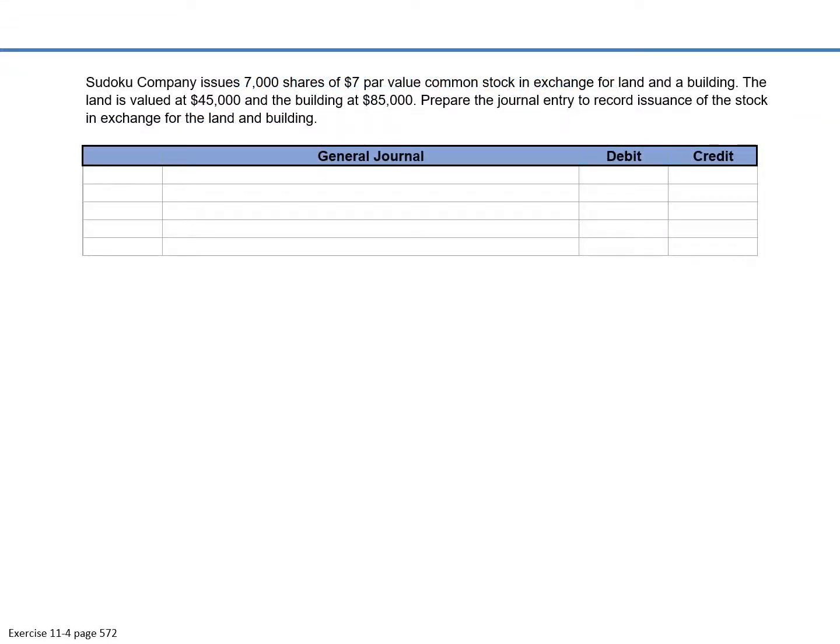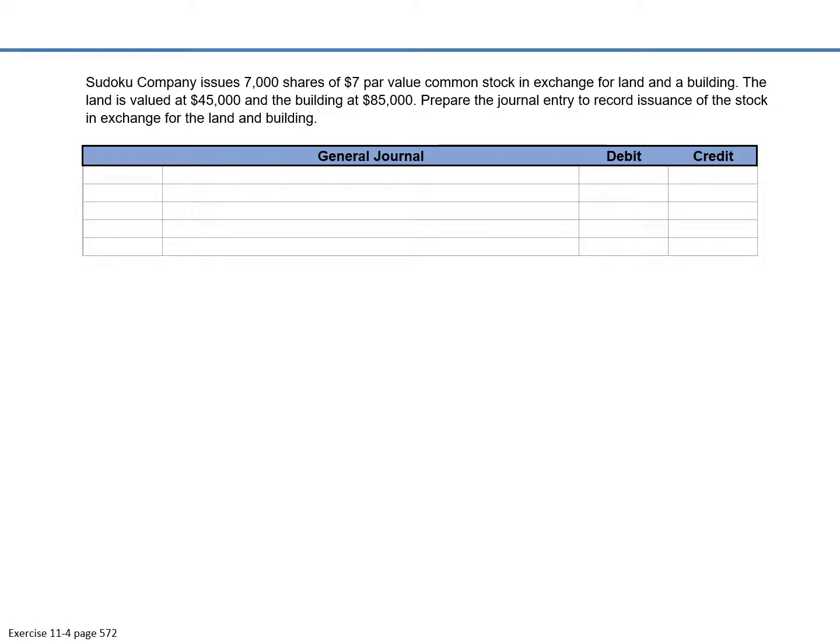All right, exercise 11.4. So Sudoku Company issues 7,000 shares of $7 par value common stock in exchange for land and a building. The land's valued at $45, the building at $85. Prepare the journal entry to record the issuance of the stock in exchange for the land and the building.